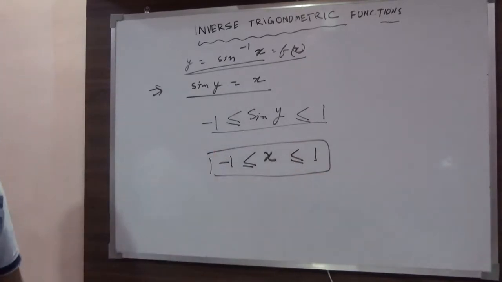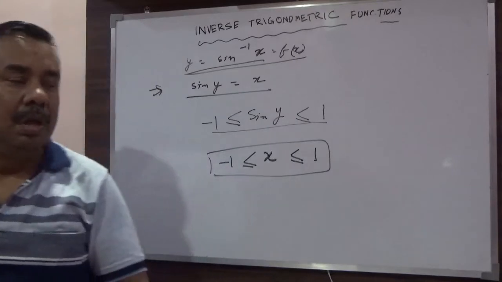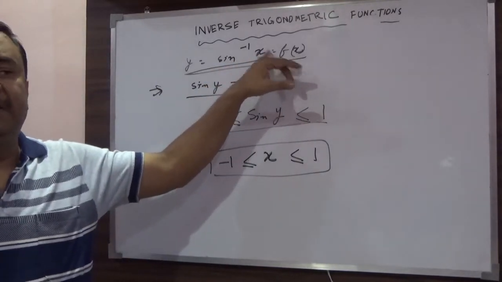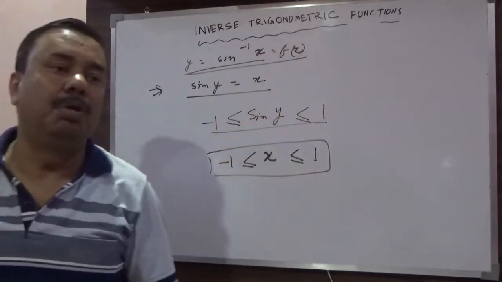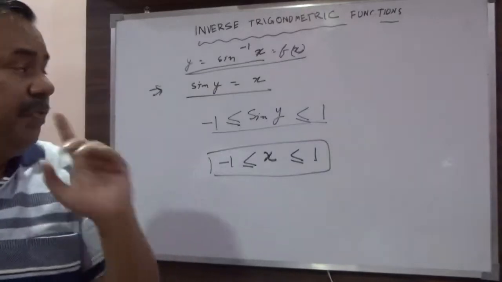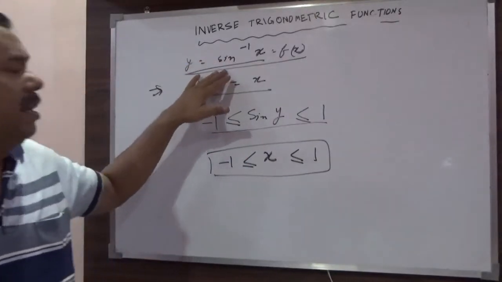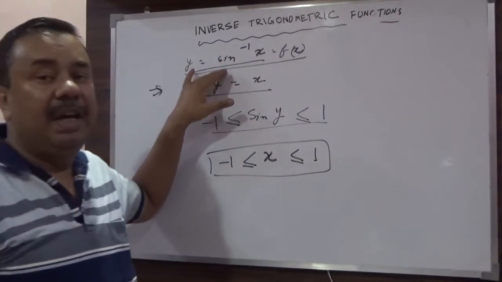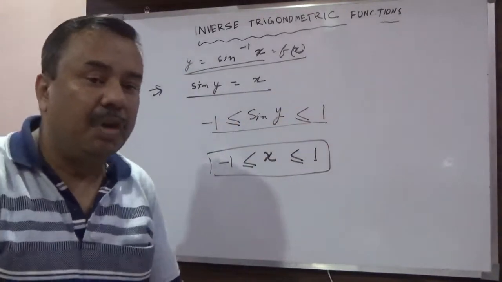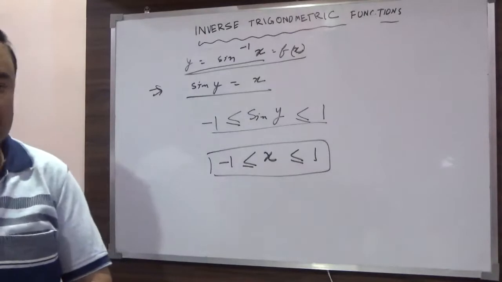So this is what? This will be your domain. X cannot have a value more than 1, and it cannot have a value less than -1, if y is defined as sine inverse x. That is your domain. But what will be the range?